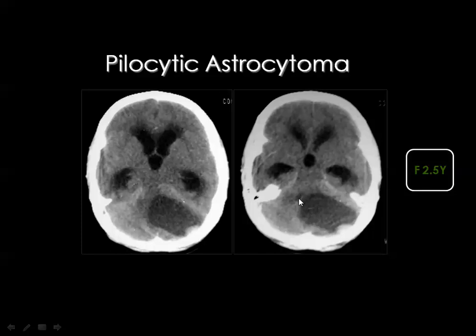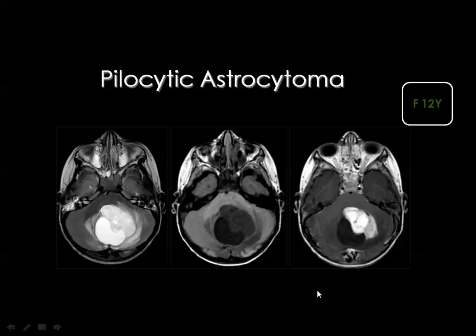And this is a good example of pilocytic astrocytoma by MRI, T1 weighted image and T2 weighted image and T1 post contrast. Here, you can see the cystic component and the solid component, which is large, showing contrast enhancement, and the solid component appears of relative intermediate signal in the T1 and high signal in the T2 weighted images.